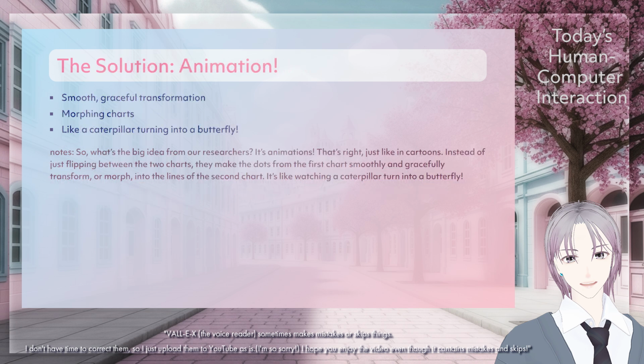So what's the big idea from our researchers? It's animations. That's right, just like in cartoons. Instead of just flipping between the two charts, they make the dots from the first chart smoothly and gracefully transform. They morph into the lines of the second chart. It's like watching a caterpillar turn into a butterfly.